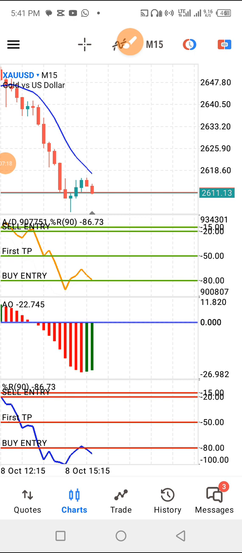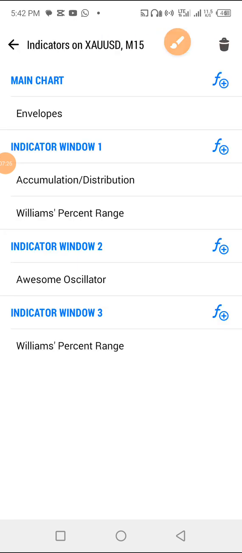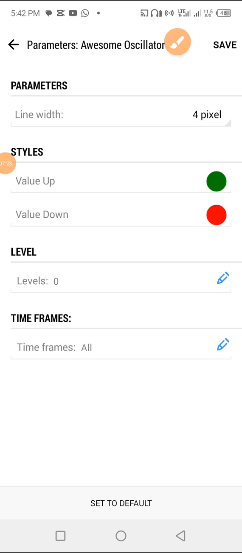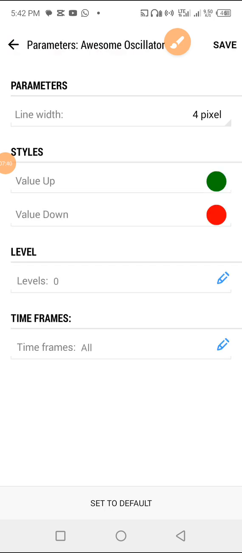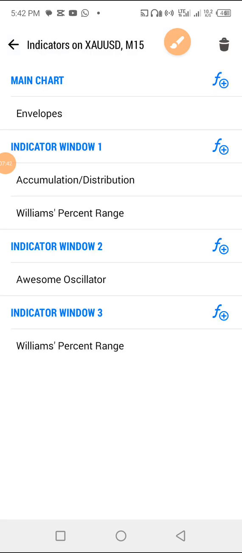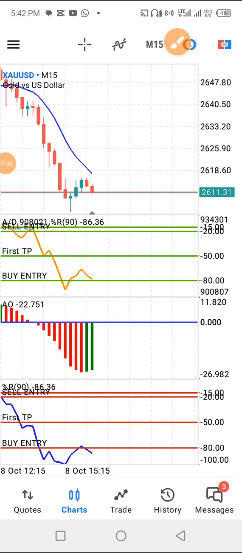Now, for a sell condition, there's something I need to tell you regarding this awesome oscillator. The awesome oscillator has a level, so that I don't forget. Come to level and put 0. Make sure it's under 4 pixels. You can use any color of your choice. Just add 0, only 0, then 4 pixels. Then you click on save. That is all. So when you are through with that, this is how your chart is going to look like.